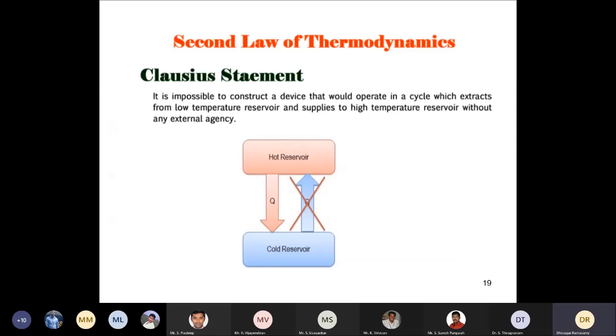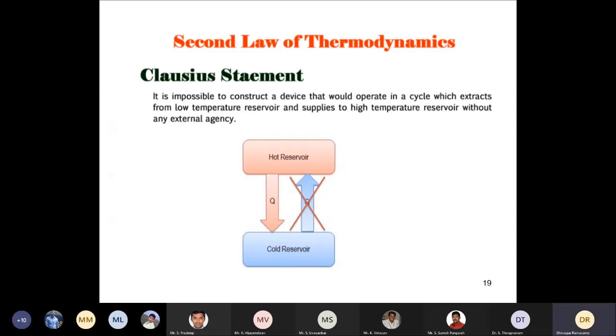Next, the second law of thermodynamics. There are two statements of the second law of thermodynamics. One is the Clausius statement, another one is the Kelvin-Planck statement. Clausius says that heat will be transferred from a hot body to a cold body. Heat will not transfer from a cold body to a hot body. It is not transferred from cold to hot, but from hot to cold.